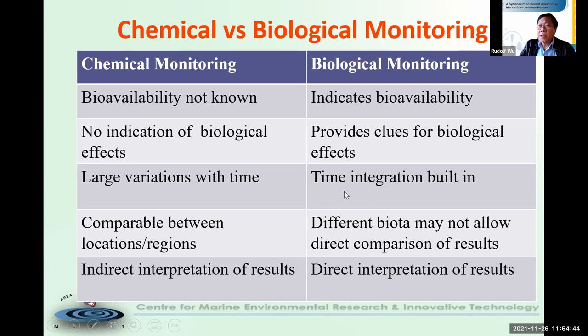And then for chemical monitoring, it's very easy for you to compare the same data between locations and between regions. If you want to compare the level of lead in Port Phillip Bay in Australia with Manila Bay, it's easy. But for biological monitoring, it's not comparable because the biota, the species in Australia, is very different from that in the Philippines. For chemical monitoring, you only base on the level of pollutant, and then you try to guess or predict what the result is, whether it's acceptable or not. But biological monitoring gives you a direct interpretation of the result.